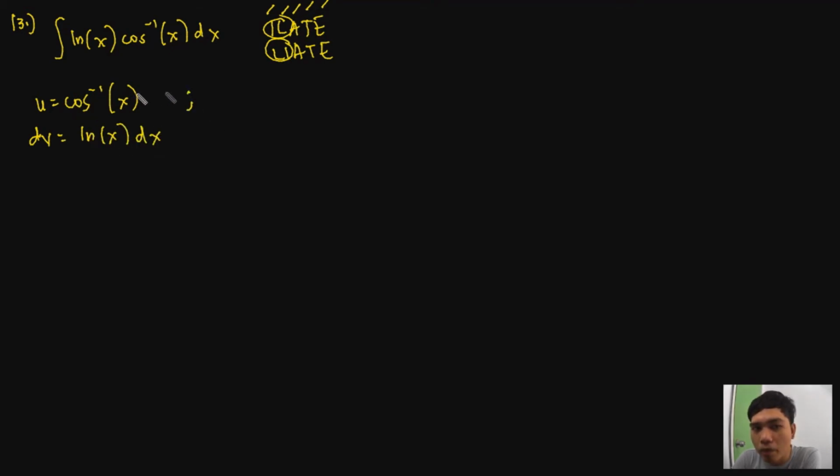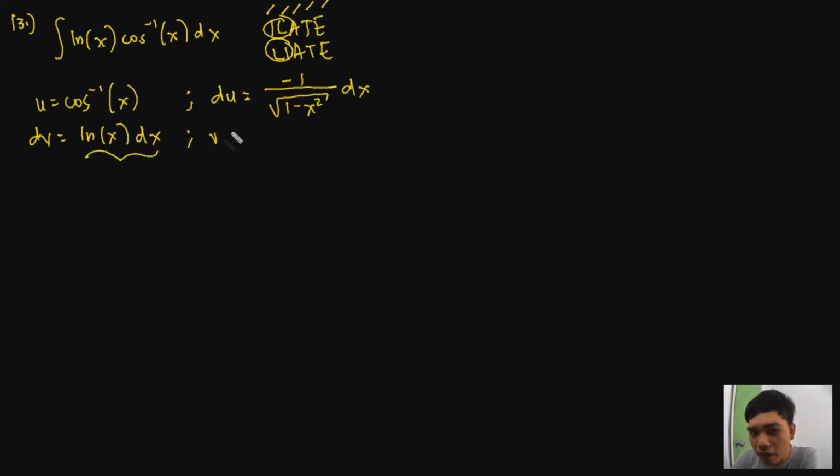And then how about our du? So du, remember, inverse cosine of x, that gives us -1 over the square root of 1 minus x squared dx. So kung tandaan nyo, ganito yung form natin. Pag cosine inverse, that's just negative. And then, sabi natin, for v, ano ba yung derivative or antiderivative ng ating ln of x dx?